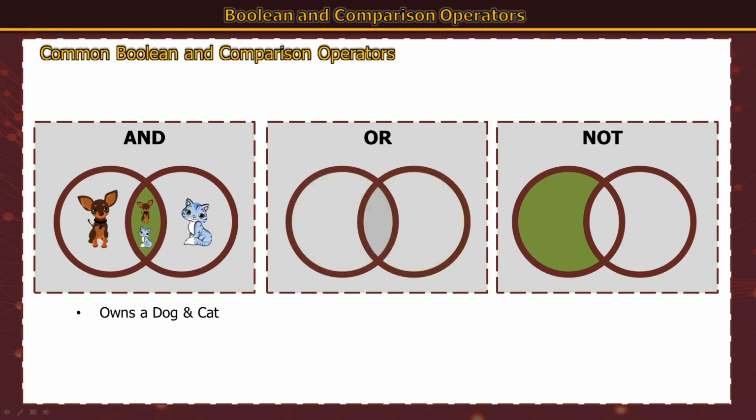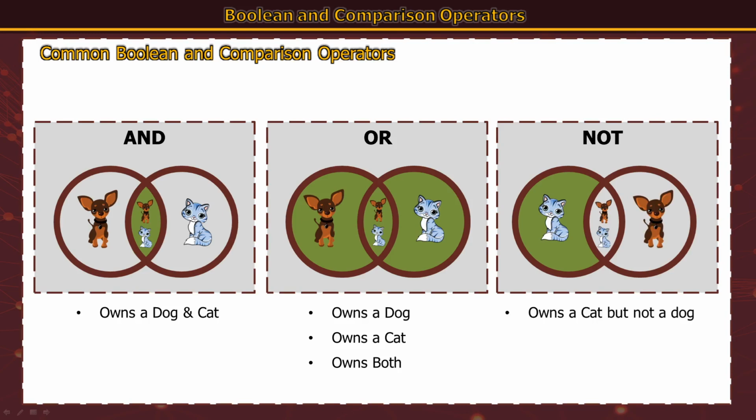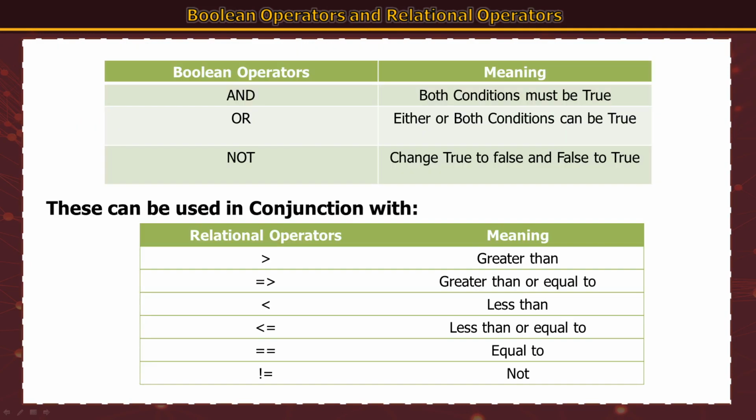Now an OR requires that only one of the conditions is met. This means that you could own a dog on its own, a cat on its own, or both a cat and dog. Now let's take a look at NOT. Here I own a cat but not a dog. So therefore it also means that I can't own a cat and a dog, because I own a cat but not a dog.